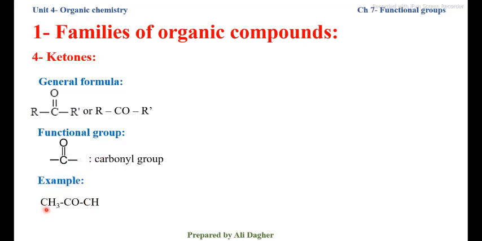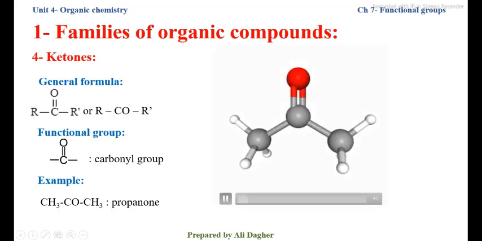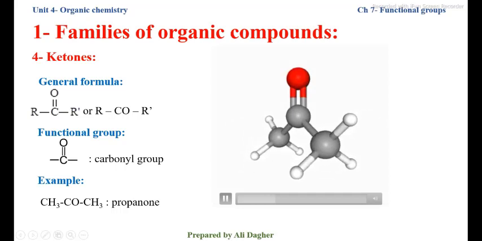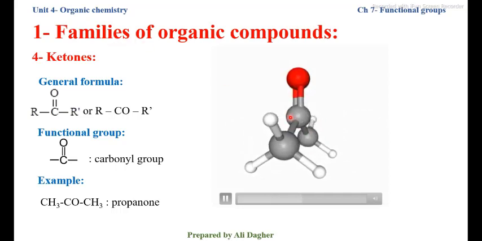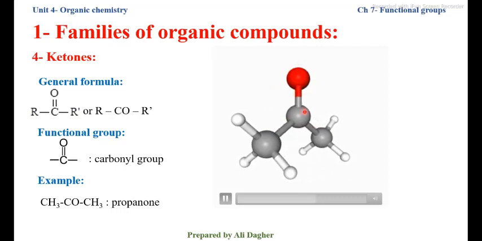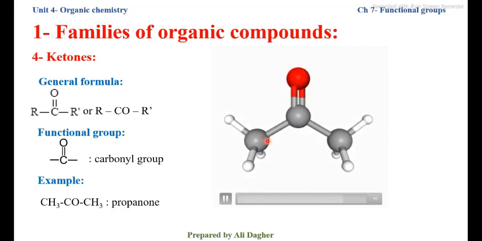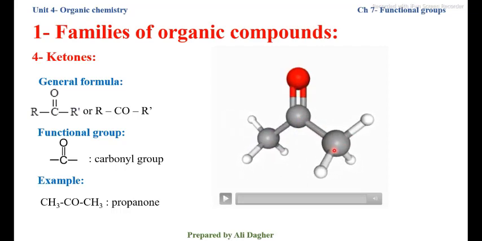Example, CH3COCH3, propanone or acetone. This is the 3D model of propanone, CH3, C double bond O, CH3. The functional group, carbonyl group, C double bond O. The carbon of the functional group is bonded to carbon from one side and carbon from the other side.